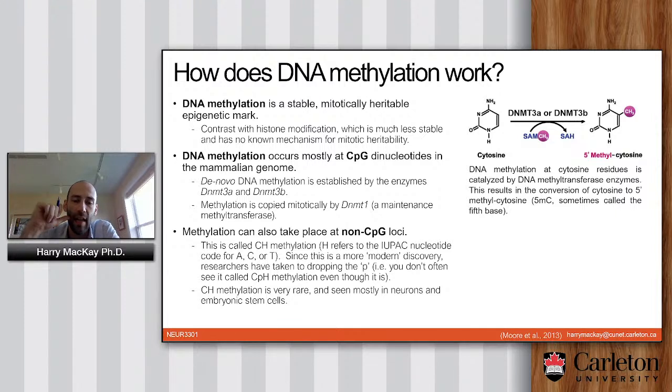So DNA methylation is a stable, mitotically heritable epigenetic mark. What I mean by stable is that when DNA is methylated, when a cytosine gains a methyl group, this is effectively permanent unless it's removed on purpose. It'll stay attached to the DNA in that position, and it'll also be copied mitotically so that every daughter cell of the cell that you started with is going to carry that same exact methylation mark in the same place.